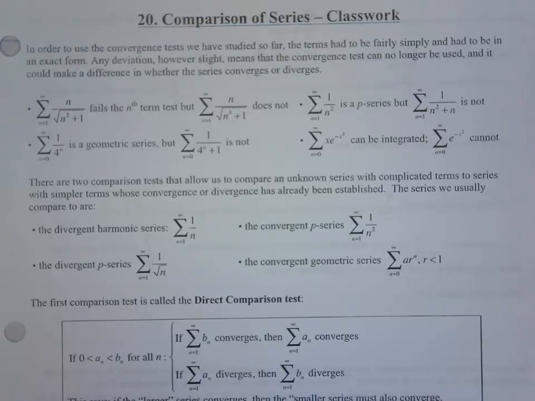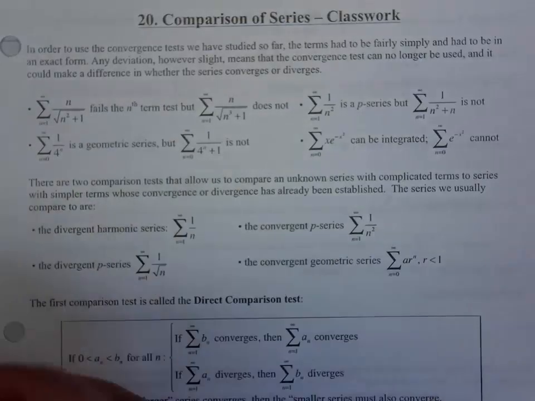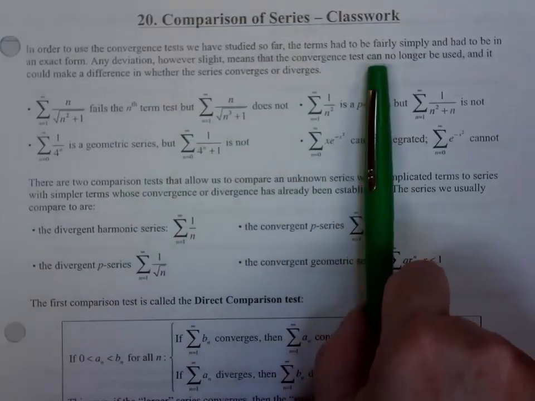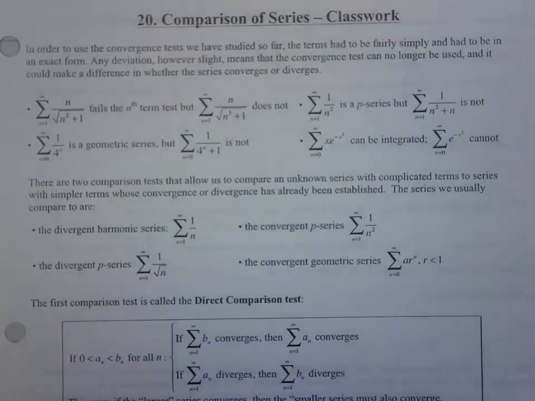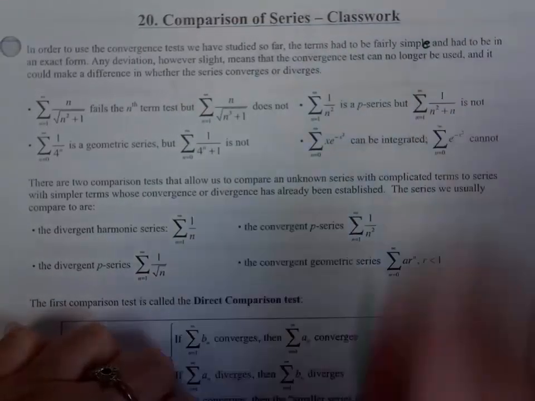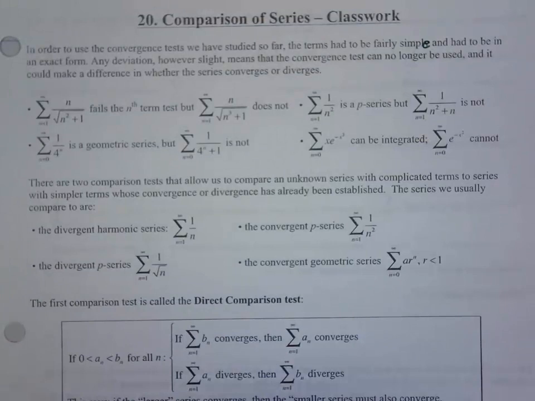So we're going to talk about how we can do the determination of convergence or divergence without having to integrate it. It's called comparison of series, and actually it's two different methods. So we're going to start by looking at what it says right here. In order to use the convergence tests we've studied so far, the terms have to be fairly simple. This is supposed to say simple. You fix that. And it had to be in an exact form.